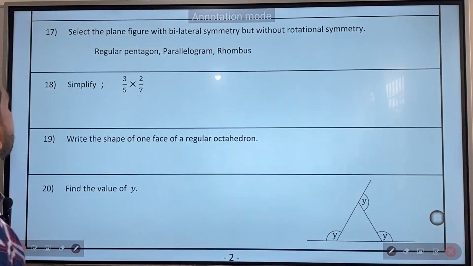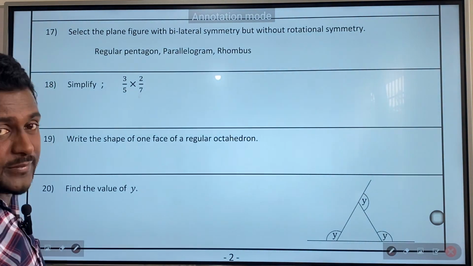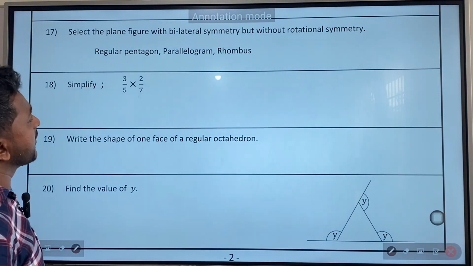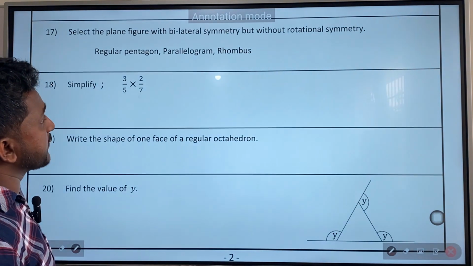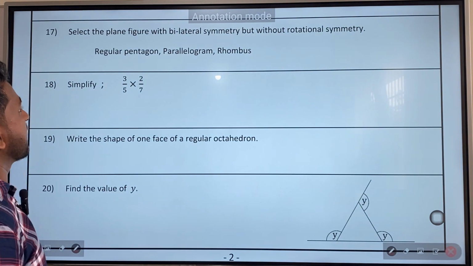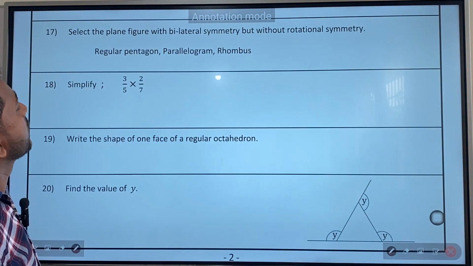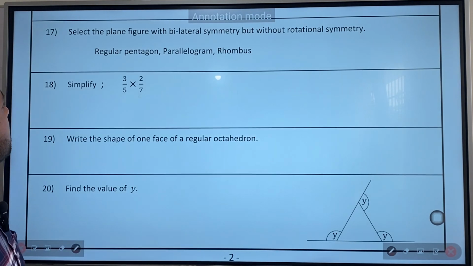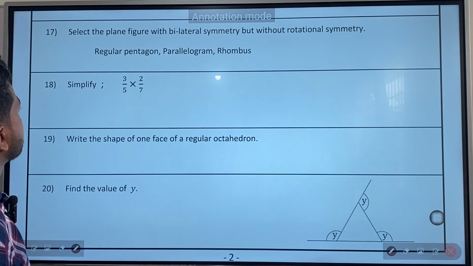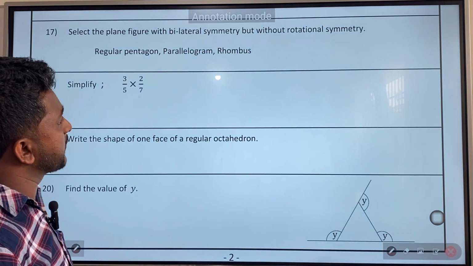Question number 17. Select the plane figures with bilateral symmetry but without rotational symmetry. We know that figure. Select the plane figure with bilateral symmetry but without rotational symmetry. There's a small mistake in this question.